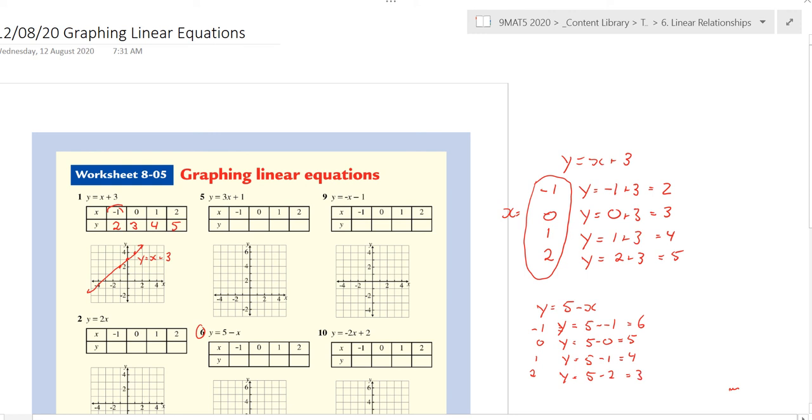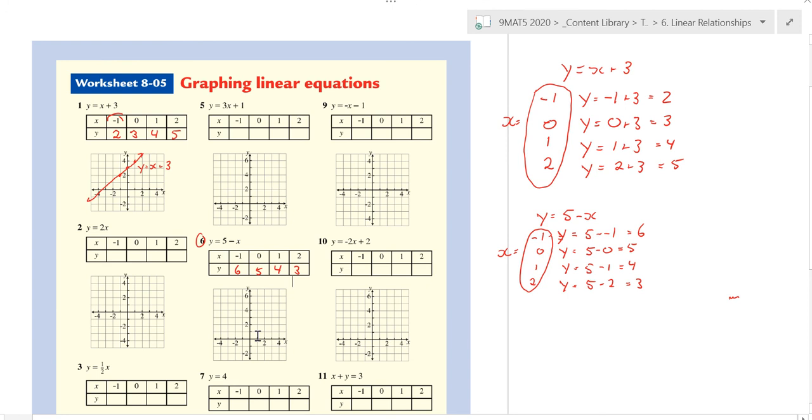So again, I can put these with my x values in my table. I'll come back here and put those values in. I've got 6, 5, 4, 3. And again, if I'm plotting that, I'm going to start off with minus 1. My first one is 0, 5. So there's my axis, and then minus 1, 6, 1, 4, 2, 3. And again, we can see we've got minus 1 in front of the x, so we know we've got a negative gradient, and that's what we ended up with. Through there it goes.